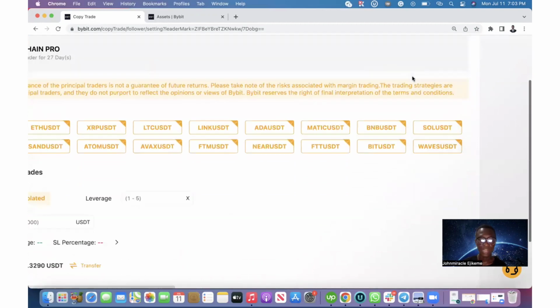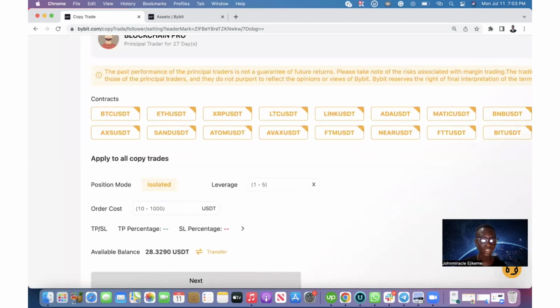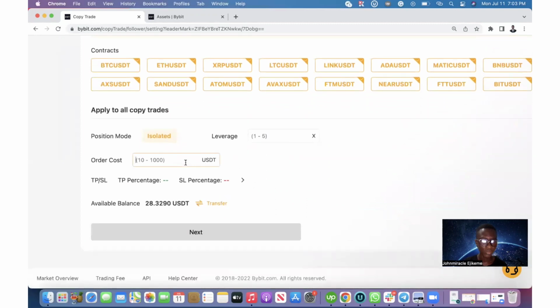You see, so what I'm going to do now, this is the pair that I trade. These are the different contracts that I trade. So I'm going to pick the one I want to trade. So let's go with BTC. Okay, let's just go with all of them. Let's copy history, and I'll just put all my funds.